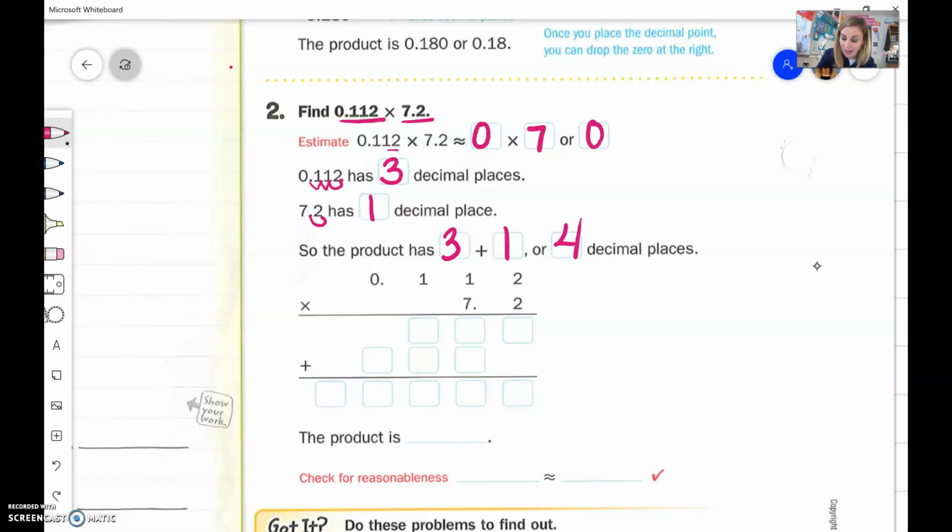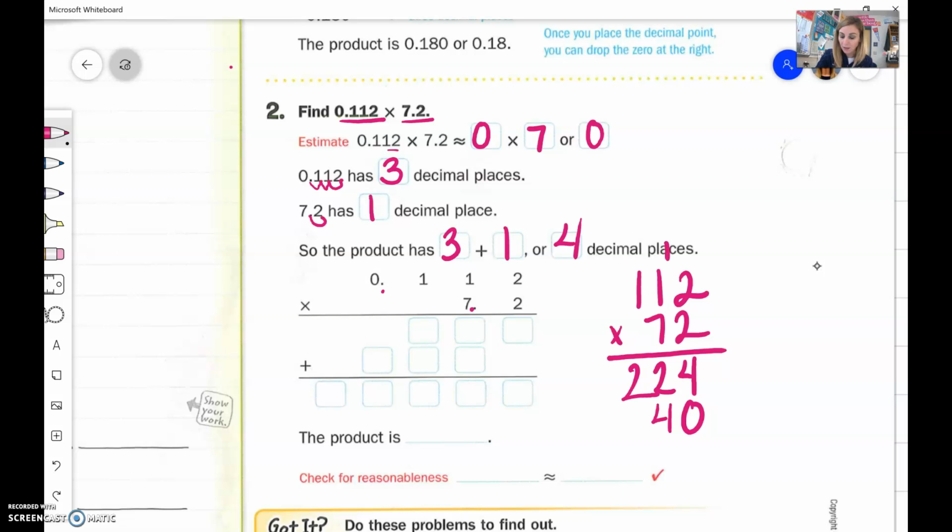So really what I have now is not this decimal point anymore. I now am going to be multiplying 112 times 72. Okay, when I take 112 times 72, that looks a little bit more doable than having to deal with these decimals. So here we go. We're going to do this together. 2 times 2 is 4. 2 times 1 is 2. 2 times 1 is 2. Okay, I have my 0 here. 7 times 2 is 14. Carry the 1. 7 times 1 is 7. Plus 1 is 8. 7 times 1 is 7.